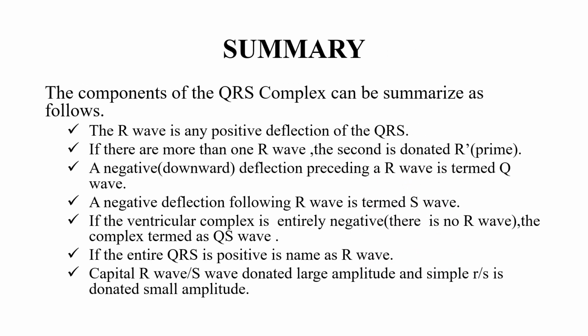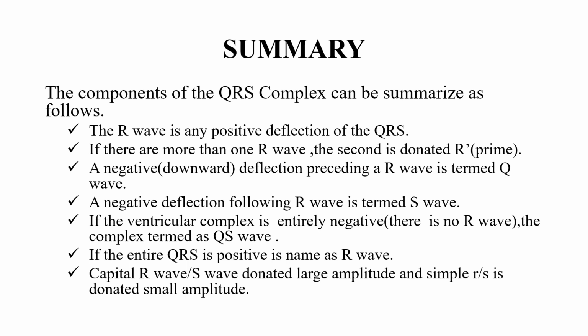The components of the QRS complex can be summarized as follows. The R wave is any positive deflection of the QRS. If there is more than one R wave, the second is denoted as R prime wave. A negative deflection preceding an R wave is termed Q wave. A negative deflection following R wave is termed S wave.